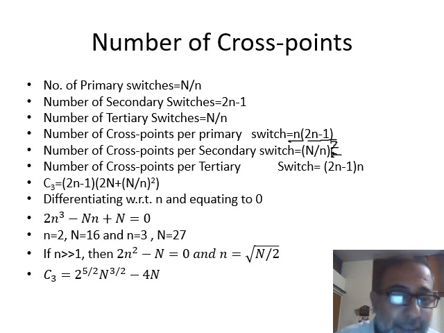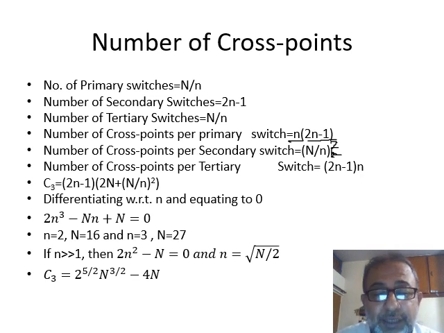When we add these up, we get C3. Because each of these terms has 2n minus 1, we get 2n minus 1 into 2n plus capital N over small n whole square. We differentiate it with respect to n and equate to 0. In doing so, we get the equation 2 into small n cube plus capital N into small n plus capital N is equal to 0.